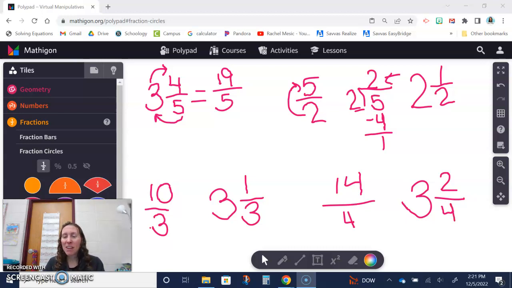Ooh, but I could simplify this one. 2/4 is the same as 1/2.